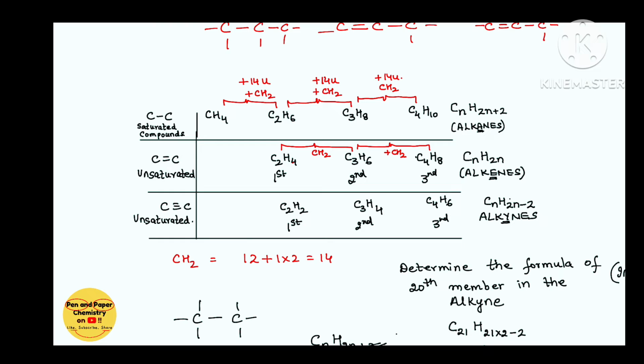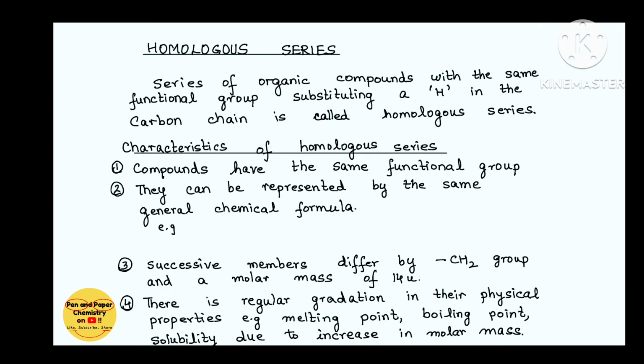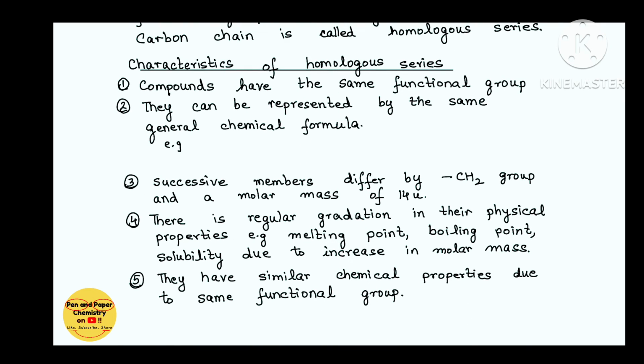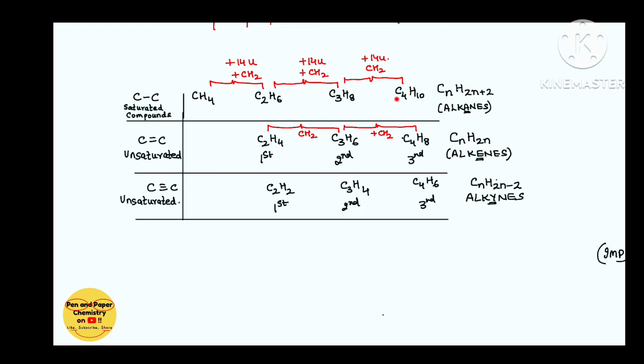There you go. You have the entire chart in front of you. Alkanes, alkenes, alkynes. Based on what we have learned so far, a homologous series is a series of organic compounds with the same functional group in the carbon chain. Characteristics of a homologous series: compounds have the same functional group. Notice that in the alkane series there's only single bonds, although a single bond is not considered a functional group. But yes, we do have a homologous series of alkanes.